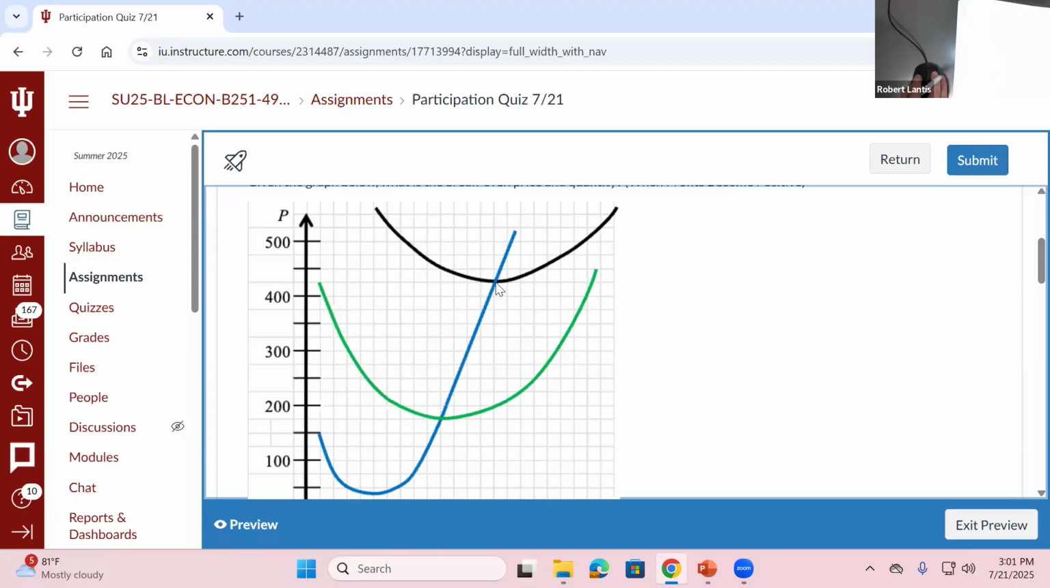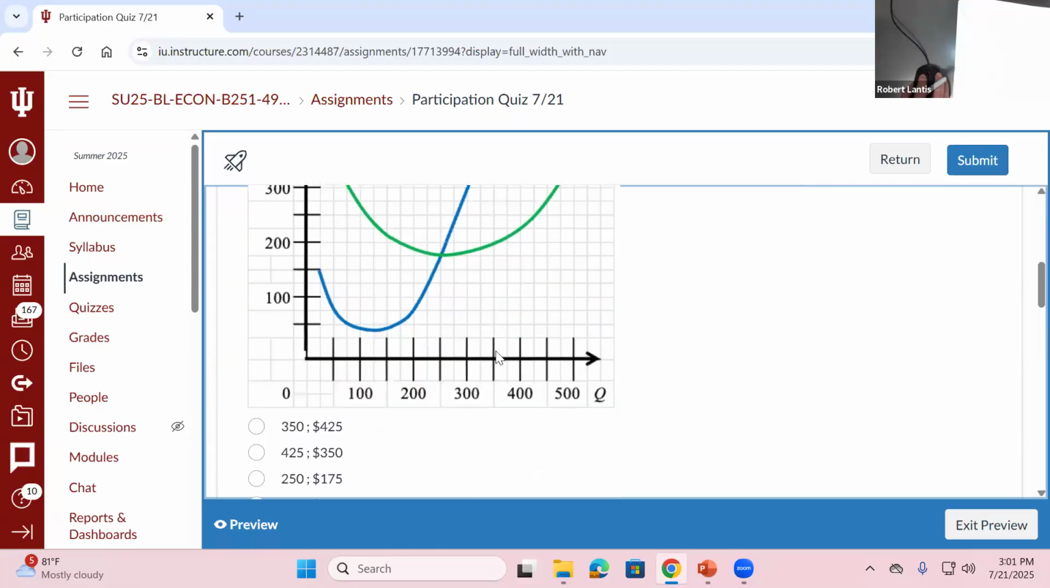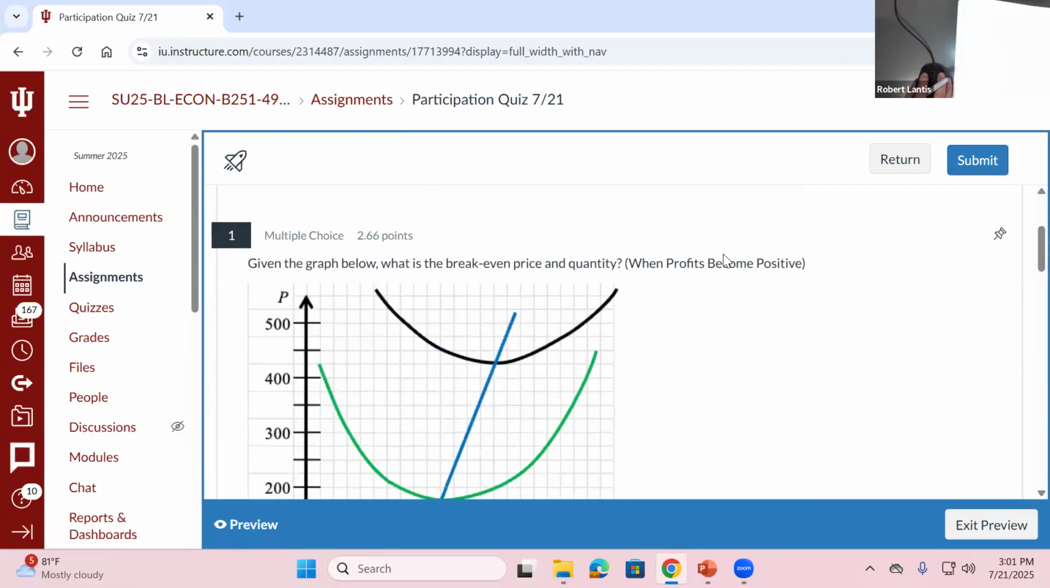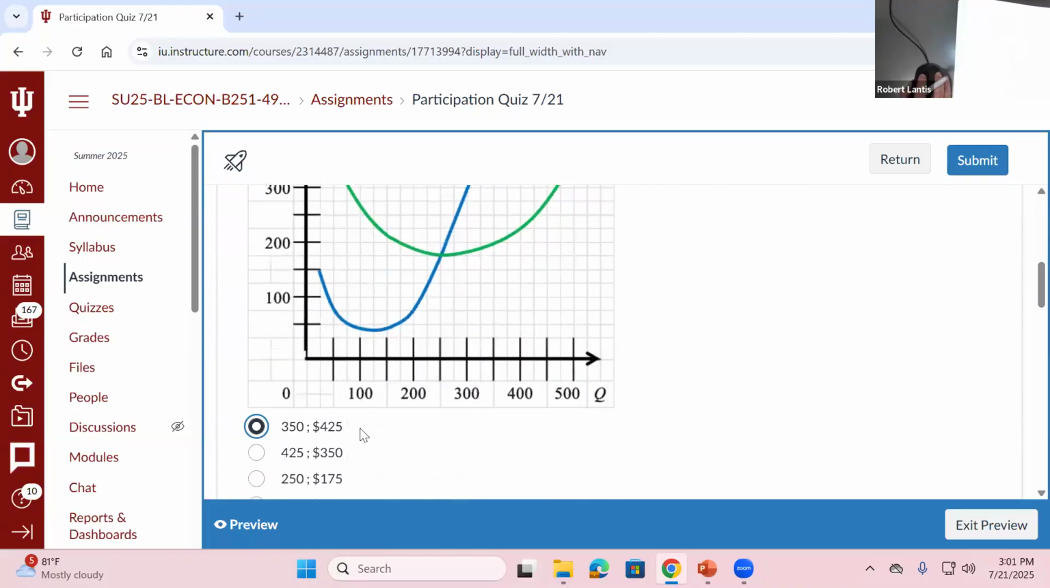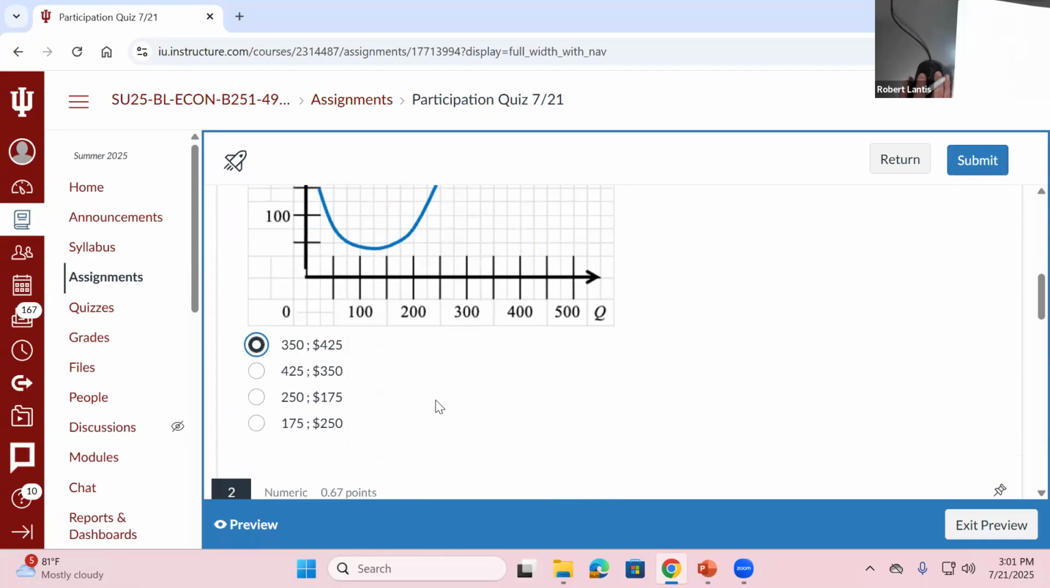So the break-even price, the point where profits are equal to 0, is at the minimum point of that average total cost curve. So I'm looking for what is that price? It's going to be $425 and at a quantity of 350. So profits become positive at any price above 425 or producing at a quantity above 350. Any questions on that one before we keep moving here?